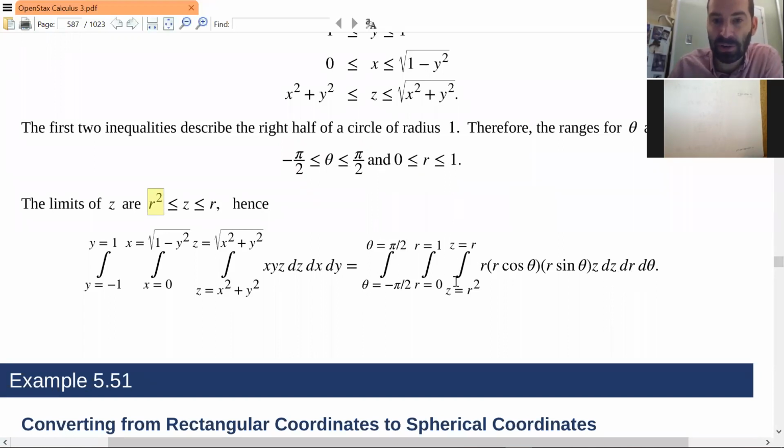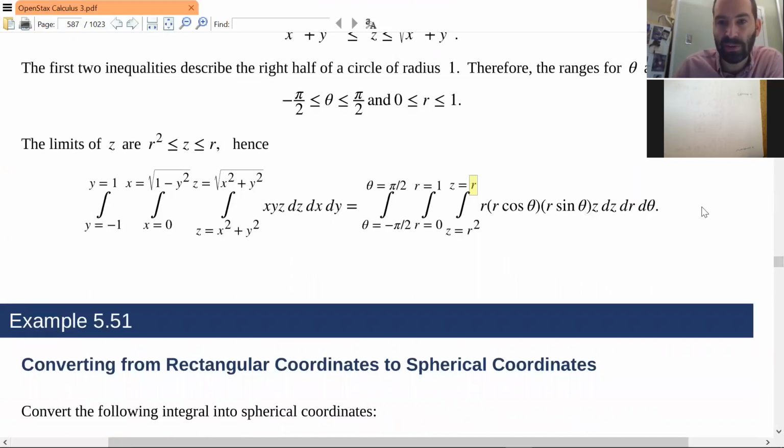So the innermost integral, they said z went from r squared to r. Remember, you need to resolve this integral before you get to this variable, because it's got that variable in its bounds. So it's very important that this integral came before the r integral. That's very important. And that's how you'd rewrite this integral.